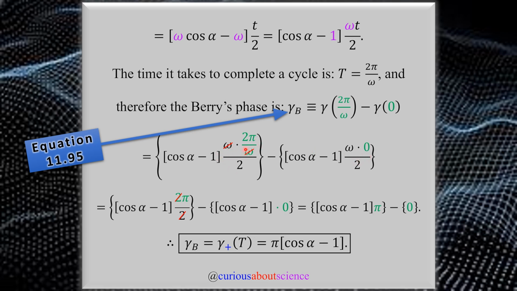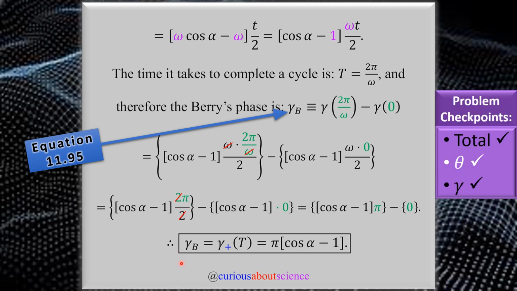Omega, omega cancel, beautiful. And then we see here that omega times 0 is going to be a 0, but anything with the 0 numerator is going to go to 0. Here, this 2 pi simplifies down here to the numerator. 2 and 2 cancel. Thankfully, we have this bracket times 0, so that goes to 0. This turns to pi, so we just have this bracket times pi. And we see that the Berry's phase here for the spin up state for one complete cycle is equal to pi times cosine alpha minus 1. That's a very weird result, but again, has some interesting things happening with later observables.